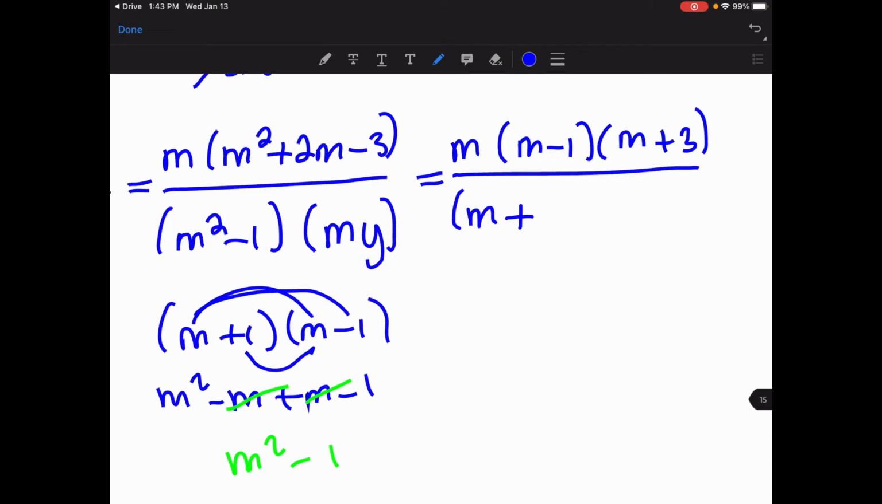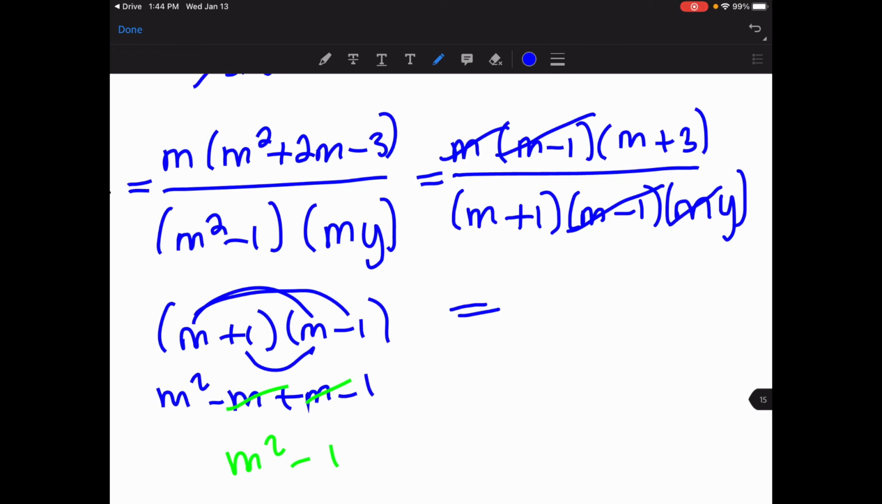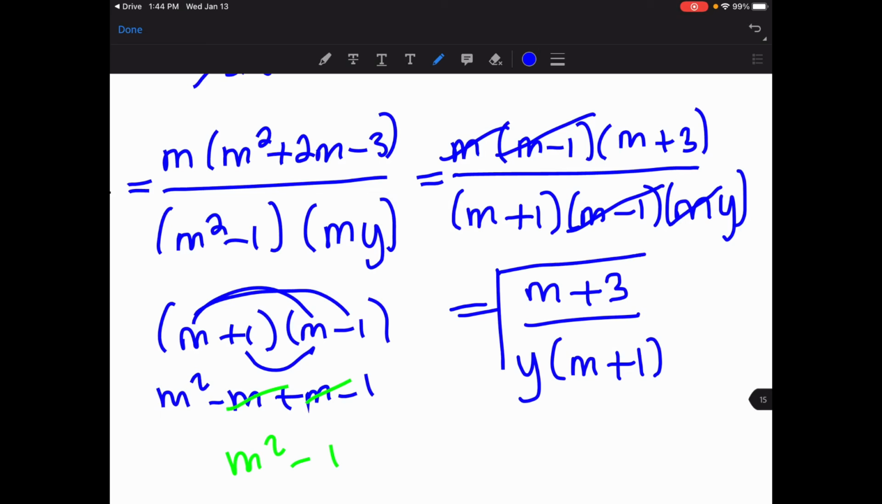So I'm going to go ahead and do this. I have m plus 1, m minus 1, and then I have m times y. Then our last step here is to see if there is anything I can simplify. By looking at this, I have m minus 1, m minus 1. So I'm going to go ahead and simplify that. Can cross them out, meaning m minus 1 divided by m minus 1 gives me 1. Then here I also have m times m, so I'm also going to cross that out. Therefore, I'm left with m plus 3 all over y times m plus 1. And you can leave your answer as that, or again, you can distribute the y and get your answer. So either one, it's the same thing.